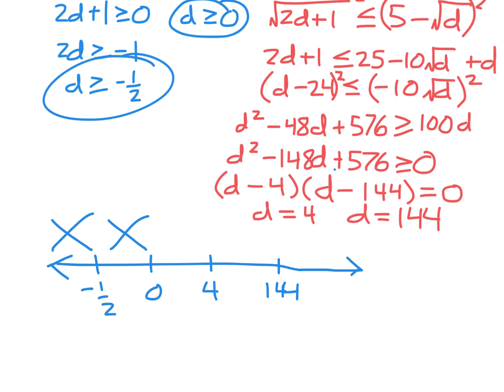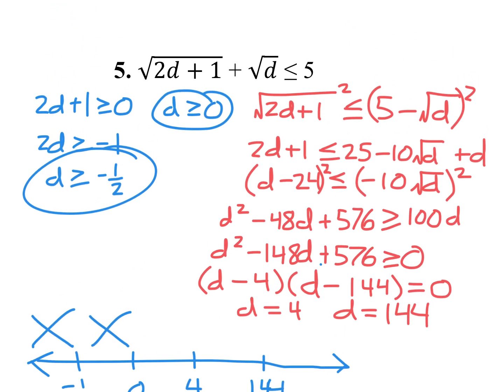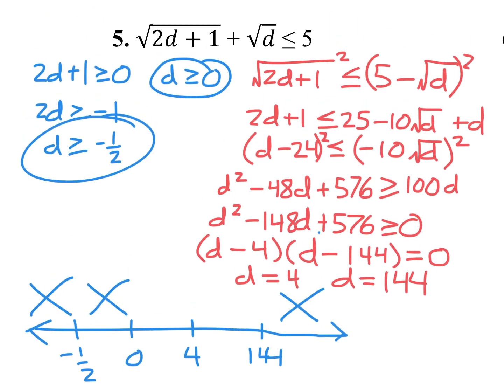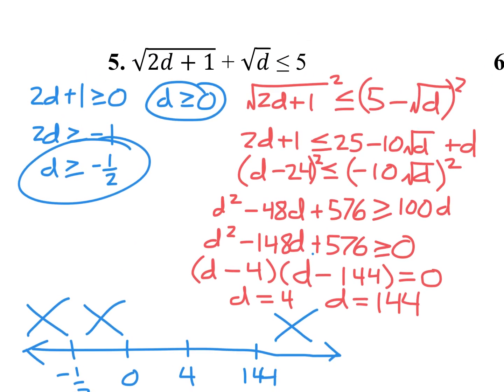All right, so now we have to test some regions. I like plugging in the really big number first. So if you plug in a really big number, even if you take the square root, it's still going to be a pretty big number. So big number plus big number, is that smaller than 5? It is not. All right, so now we have to plug something in between 0 and 4.